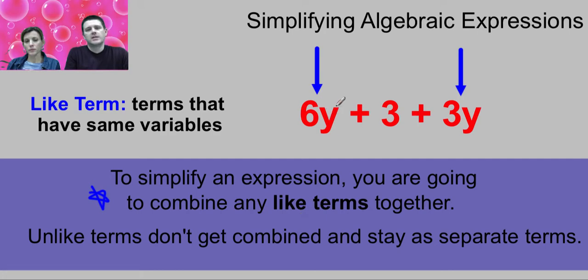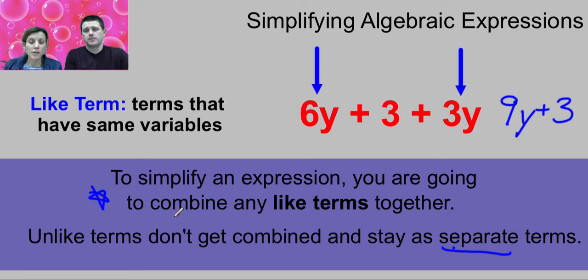So think of that y standing for yo-yos. Somebody has 6 yo-yos, somebody else has 3 yo-yos, so we would say they have 9 yo-yos all together. We combine those like terms. But if they're not like terms, we're going to keep them as separate pieces. So that 3 doesn't have a y. It's not a like term. So that plus 3 just stays as a separate piece. We combine the like ones, but leave the rest of them there.